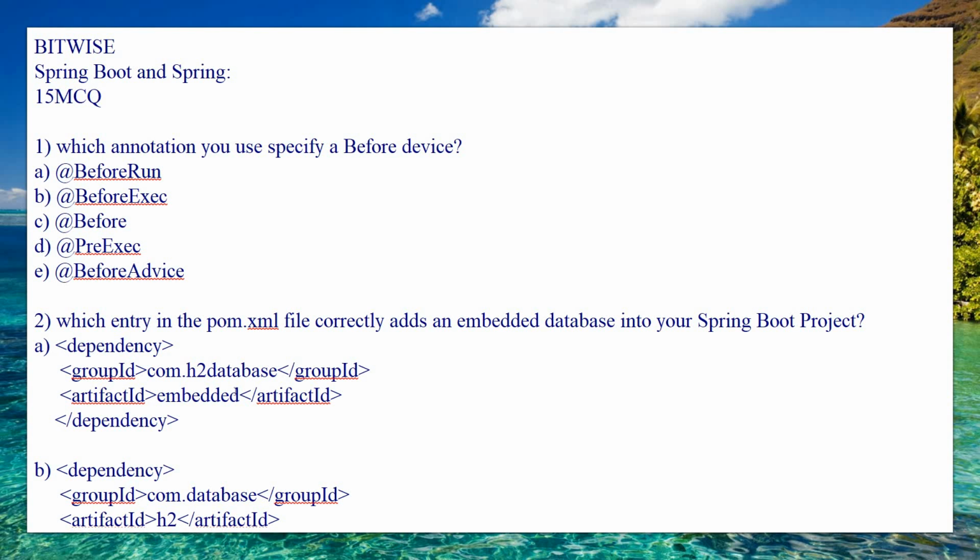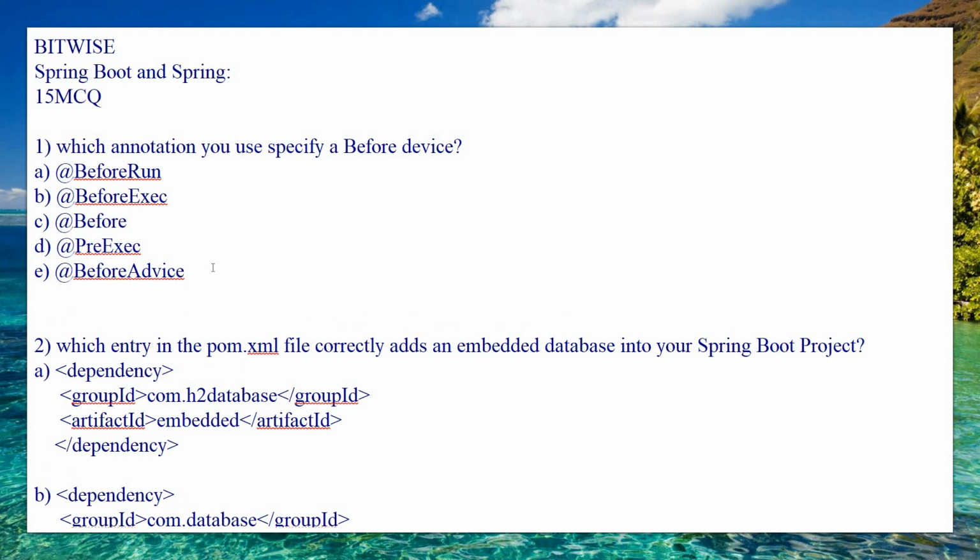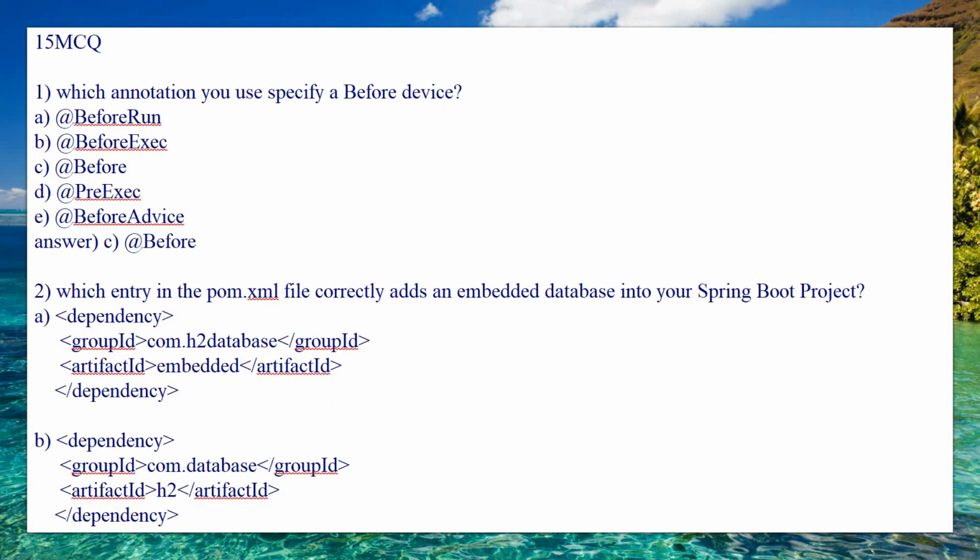So the first question is, which annotation do you use to specify a before advice? In order to specify a before advice, which annotation do you use? The options are @BeforeRun, @BeforeExecute, @Before, @PreExecute, and so on. To specify an annotation for before advice, we use @Before. So you can say the correct answer for this question is option C, which is @Before. So @Before is the annotation which is used to specify a before advice.